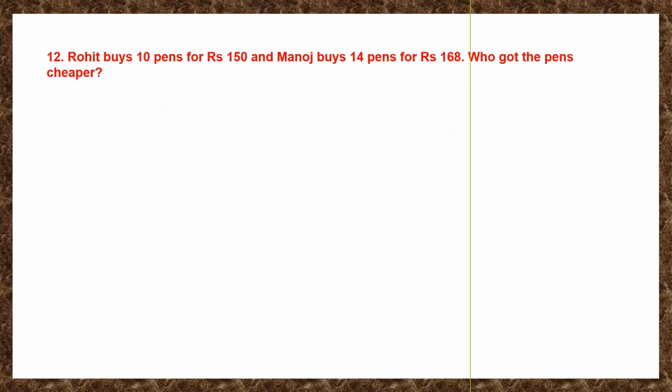Question 12. Rohit buys 10 pens for 150 rupees. Manoj buys 14 pens for 168 rupees. The question is, who got the pens cheaper? Who paid less? Now when you look at the amounts, you can't make out because Rohit bought 10 and Manoj bought 14. So what we have to do is find how much each of them spent for 1 pen.